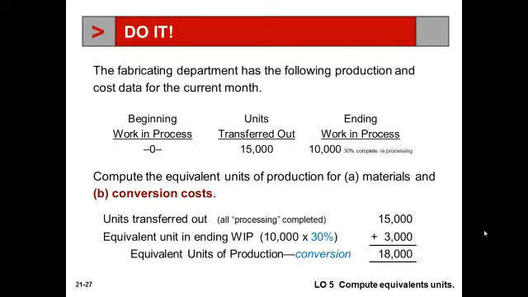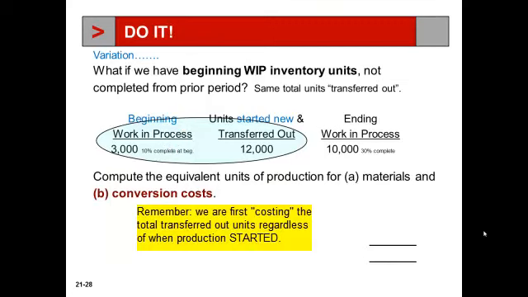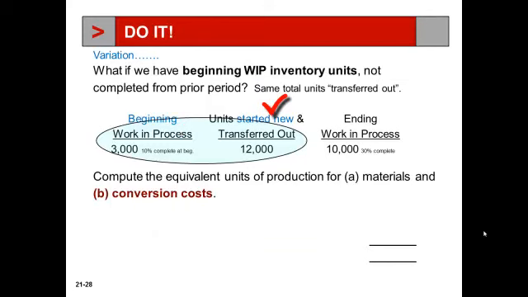Let's do a variation of this last example. What if we have a beginning work in process inventory of units not complete from the prior period? But let's assume that the total units transferred out during the month completed are the same amount, 15,000. Just some come from the beginning that we started last month and completed this month. And in the current month, we only started 12,000 new. Let's compute the equivalent units of production for conversion costs only under this example.